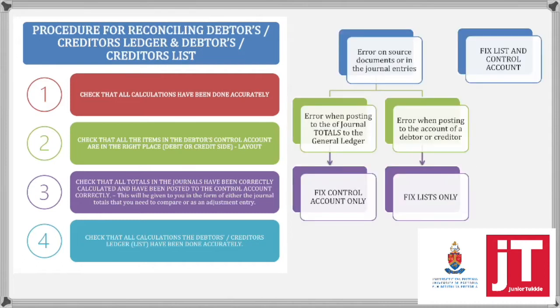Also, very important to remember is this sort of layout. So, where is the mistake? Is the mistake in the documents? Then everything must be fixed. So, it's left out or the document was recorded wrong. So, then the control and the list must be fixed. If the error is in a total of a journal, then we fix the control account. If the error is posting to the debtors or creditors account wrong, then we have to fix only the list.